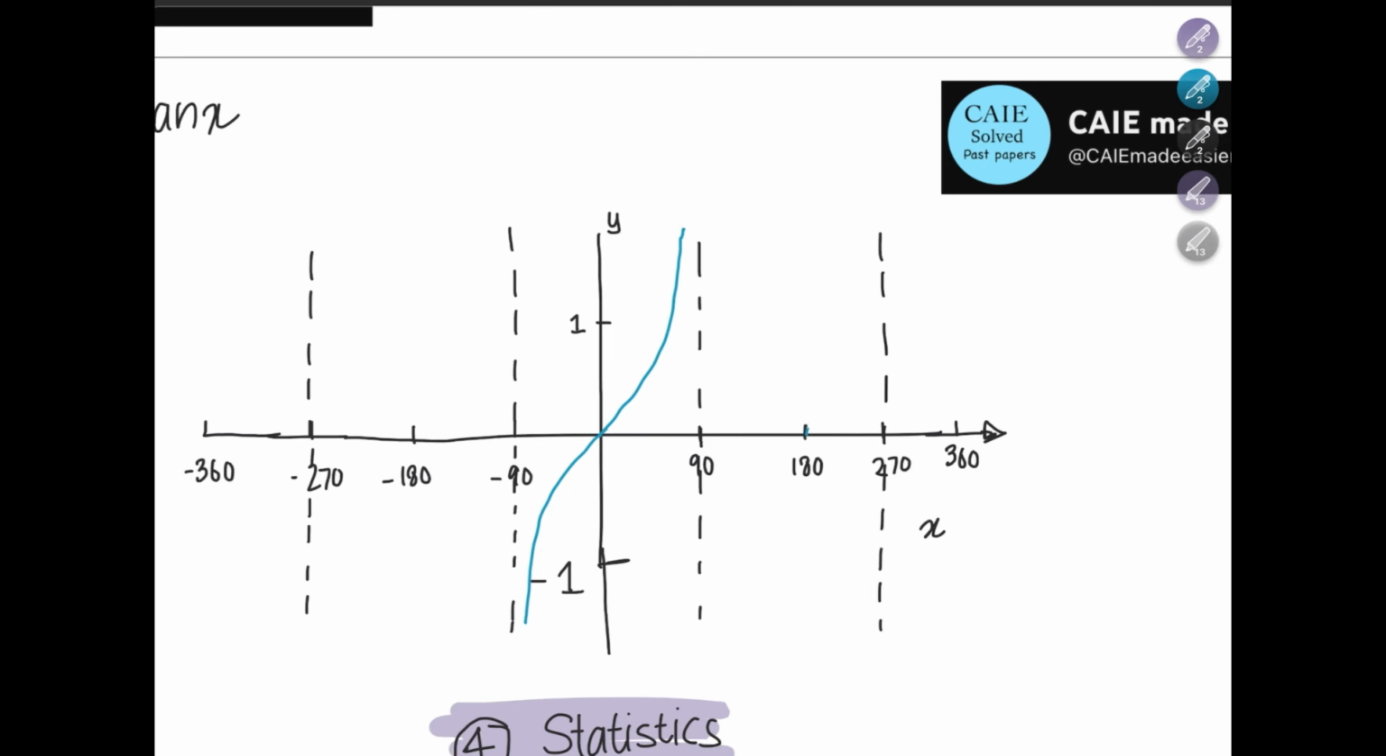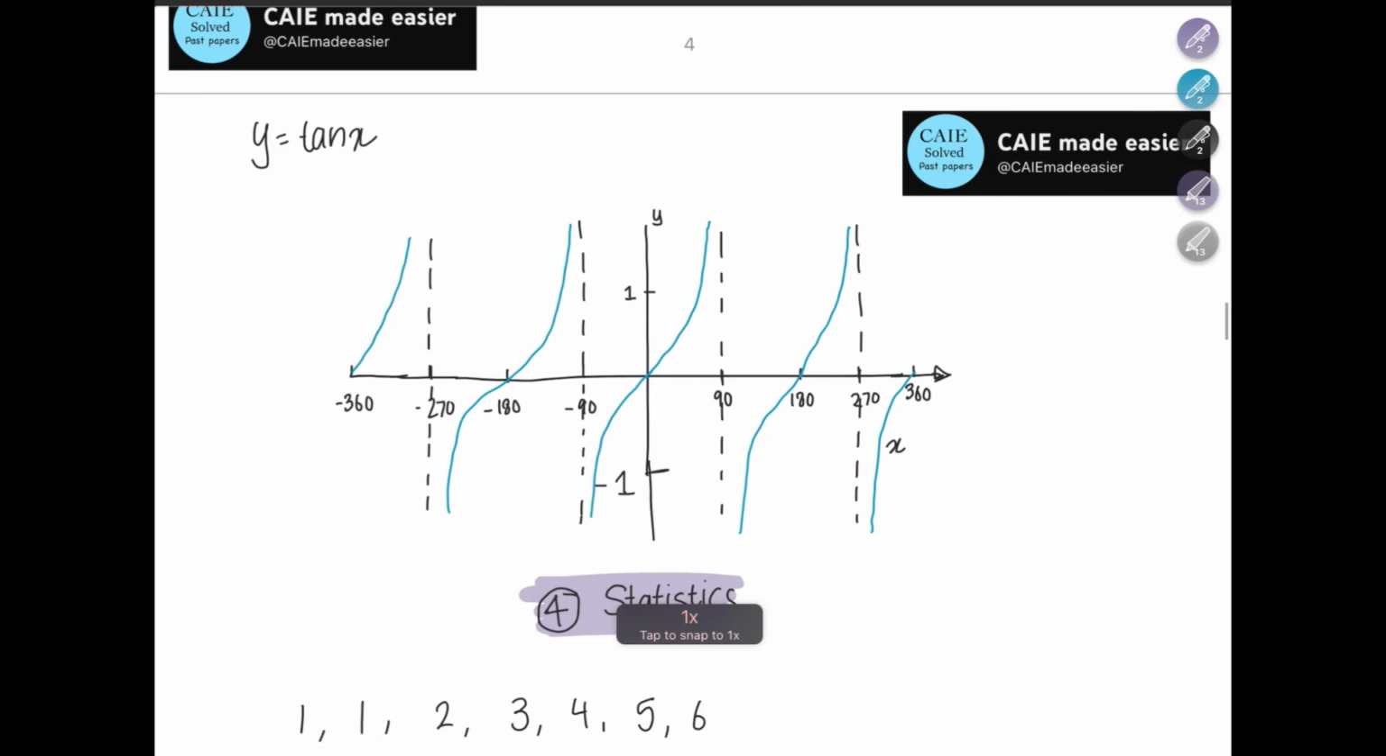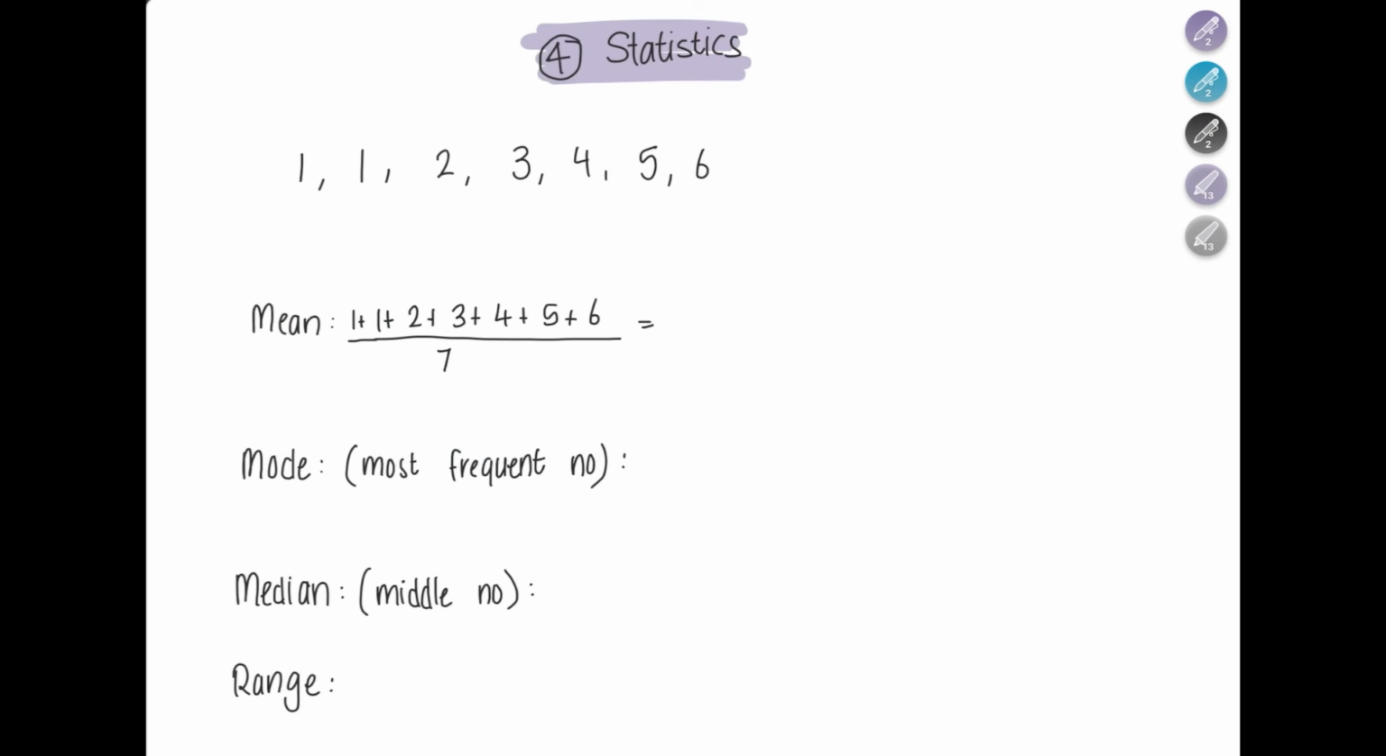Now we have 180, goes up, and then like this. 360 is going to be like this. Now on the other side, -180. This is your tangent graph.